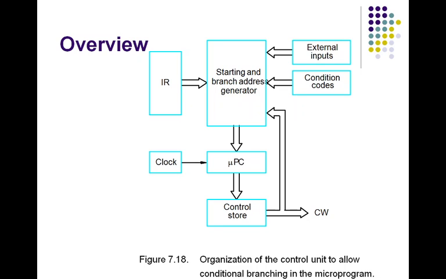Another situation is when a branch microinstruction is encountered and the branch condition is satisfied, then the mu PC is loaded with the branch address. One more situation is when an end microinstruction is encountered, then the mu PC is loaded with the address of the first control word in the microroutine for the instruction fetch cycle. Except in these situations, mu PC is incremented every time a new microinstruction is fetched from microprogram memory. So this is all about microprogrammed control.